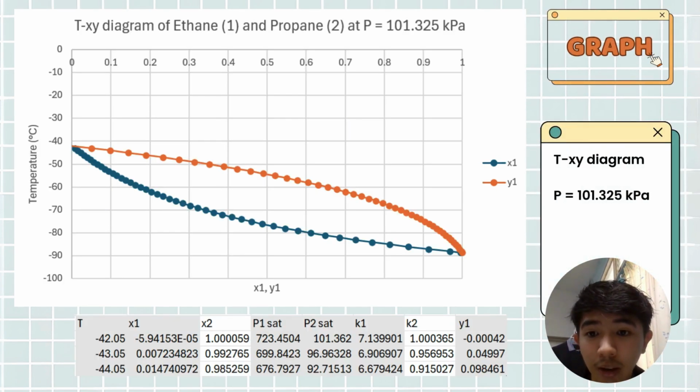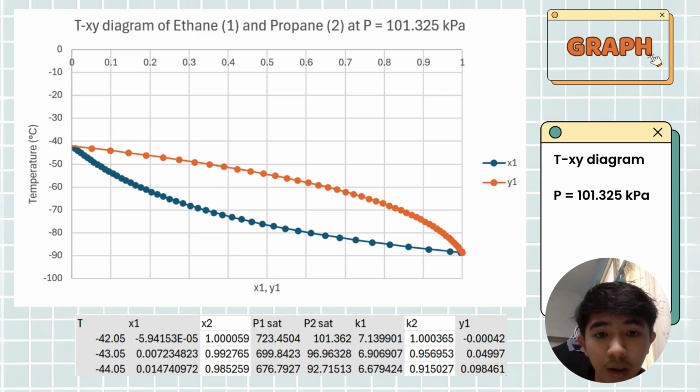Next, here's our Txy diagram of ethane and propane at 101.325 kilopascals, which is 1 atm. To construct this graph, firstly, we have to determine the normal boiling points of ethane and propane. As you can see here in the table, the value starts at negative 42.05, which is our normal boiling point of propane. And the value will end at negative 88.55 Celsius, which is our normal boiling point of ethane.